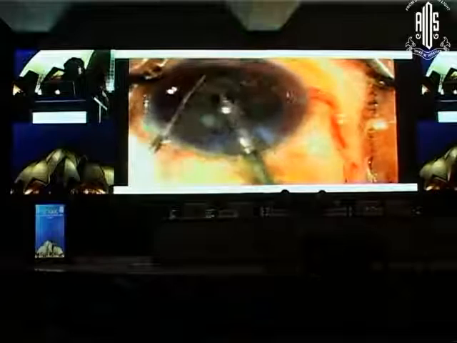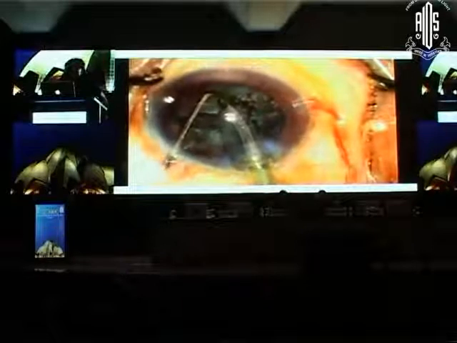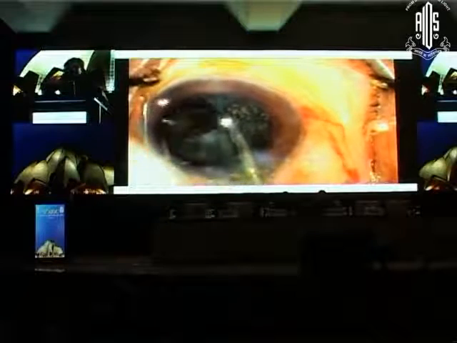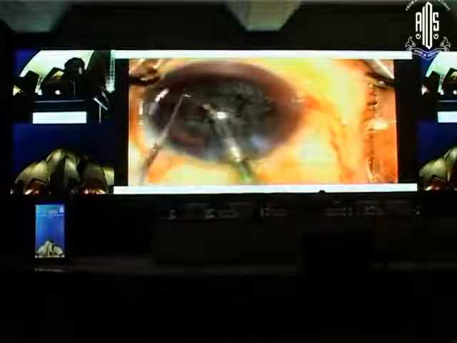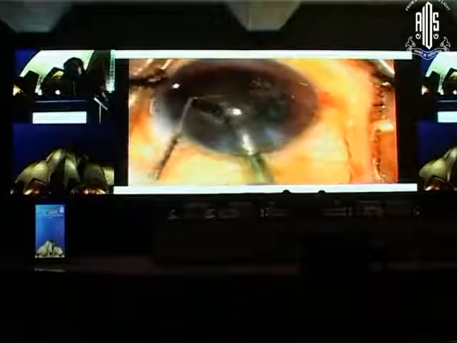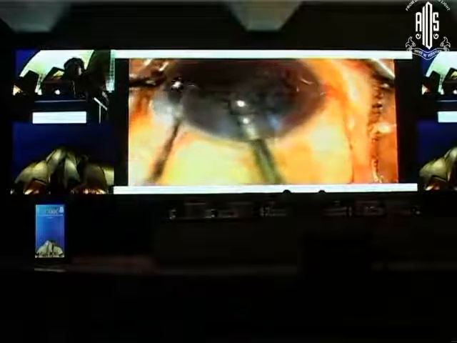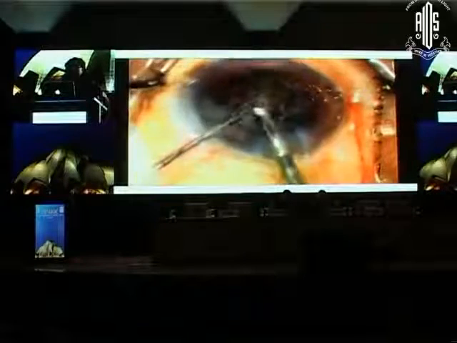Now, that was the first division. After the first division, the nucleus is rotated, brought in front of your phaco tip, and half of the nucleus is again divided into two. So now this is the second part of the phacoemulsification, where one piece is removed.